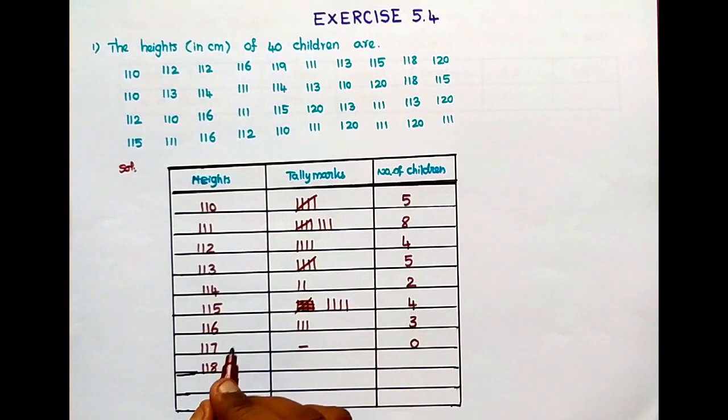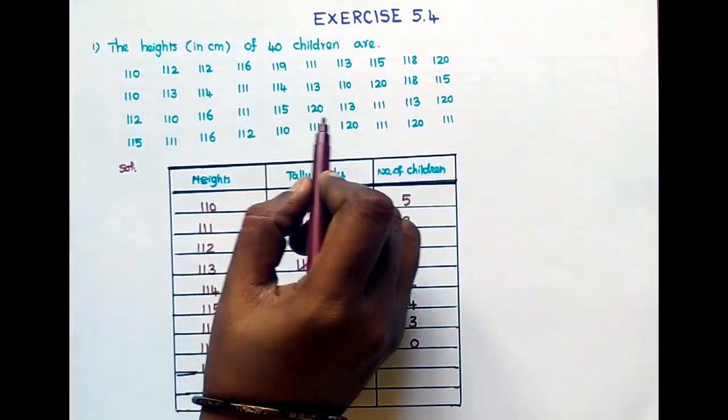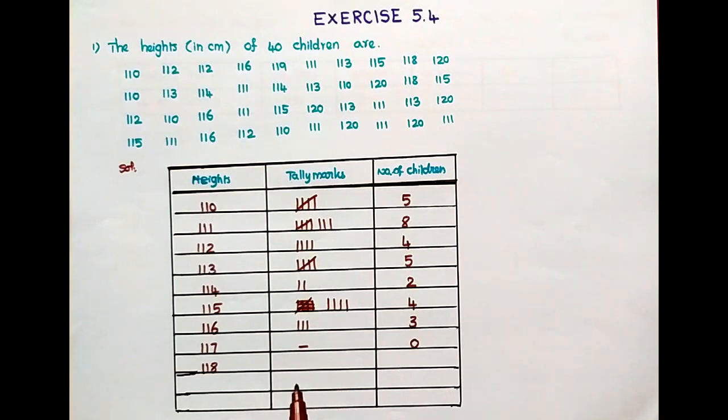118, 2. 119, 1. 120, 1, 2, 3, 4, 5, 6. So total 40 children. That is the answer.